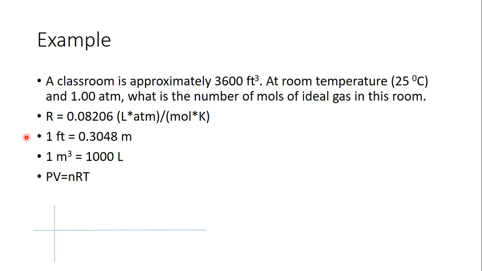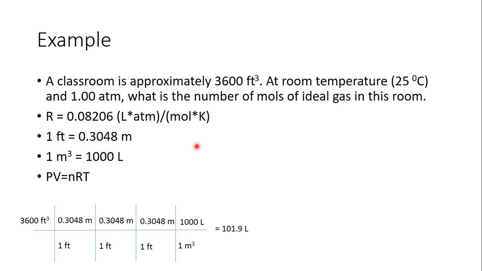Alright, let's take a look at how we do this. So the first thing is our conversion, 3,600 cubic feet. 1 foot is 0.3048 meters. And remember from way back in the beginning of this course, we talked about how we convert volumes. Since we have cubic feet and only 1 foot here, we have to do this a total of 3 times. So we have feet times feet times feet gives us cubic feet, cancels out this cubic feet. And so now we want to convert to liters. 1 cubic meter is 1,000 liters. So our volume in a classroom is 101.9 liters.